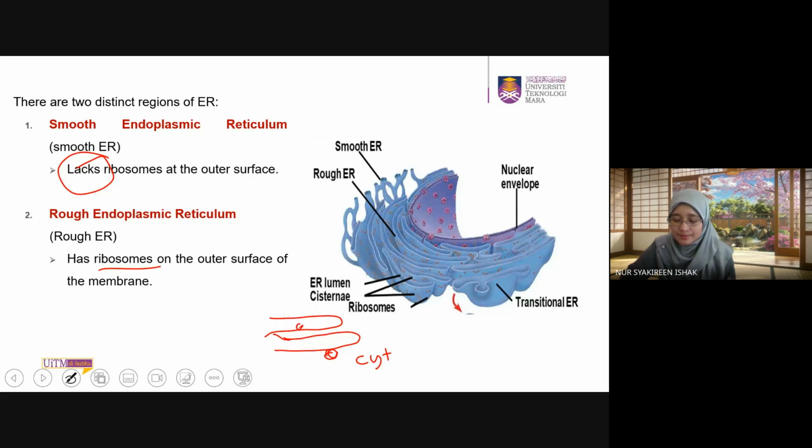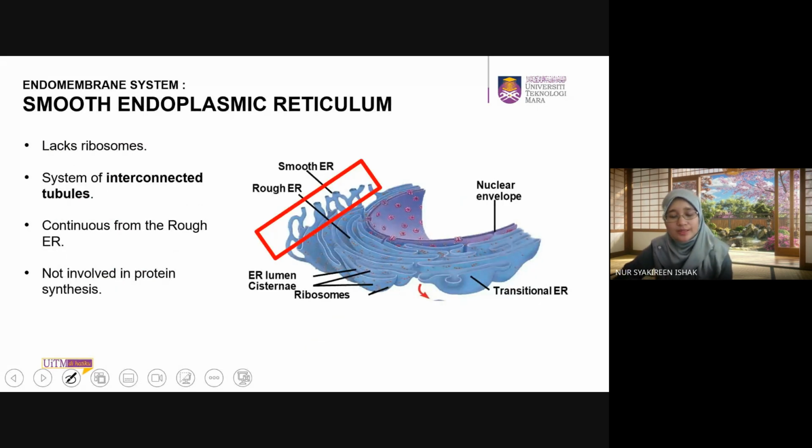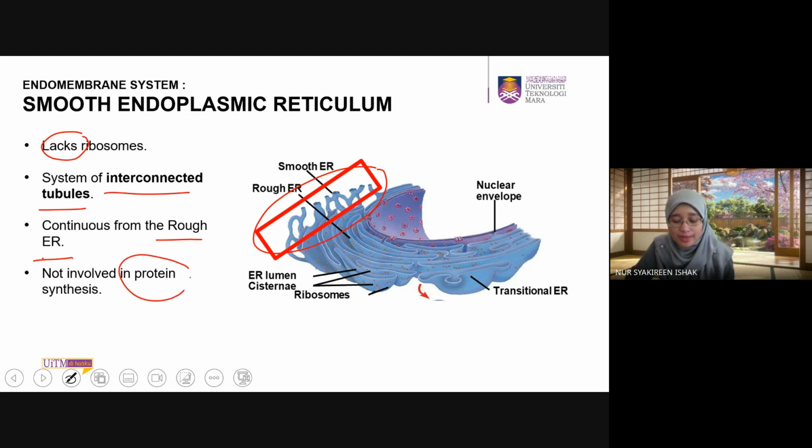So that is wrong, right? Okay, and the smooth endoplasmic reticulum doesn't have any ribosome. It is interconnected tubules. As you can see, the structure is tube-like, and it is continuous. The membrane of the smooth ER is continuous from the rough ER, and it isn't involved in the process of protein synthesis. Why? Because it doesn't have any ribosome.